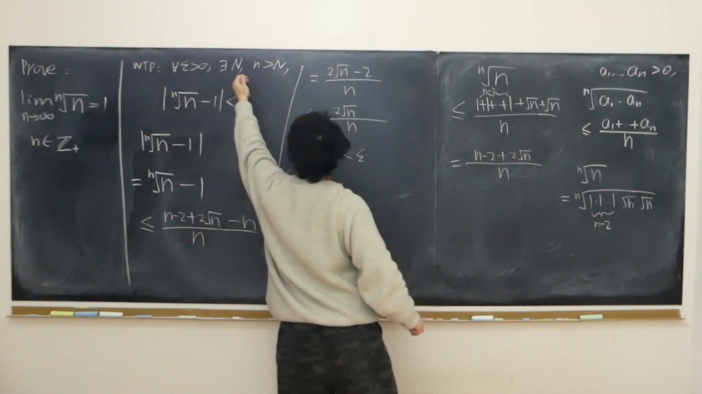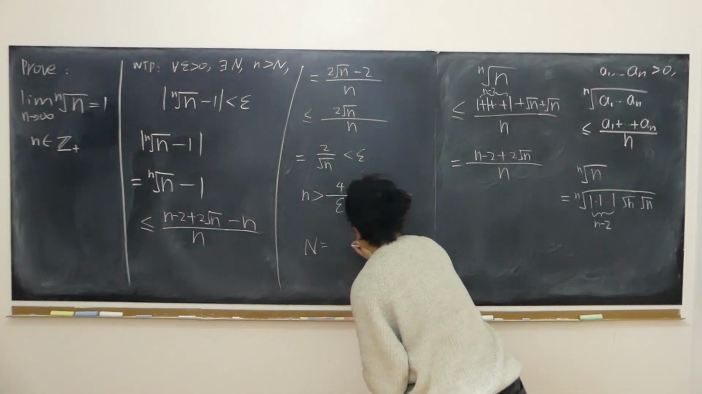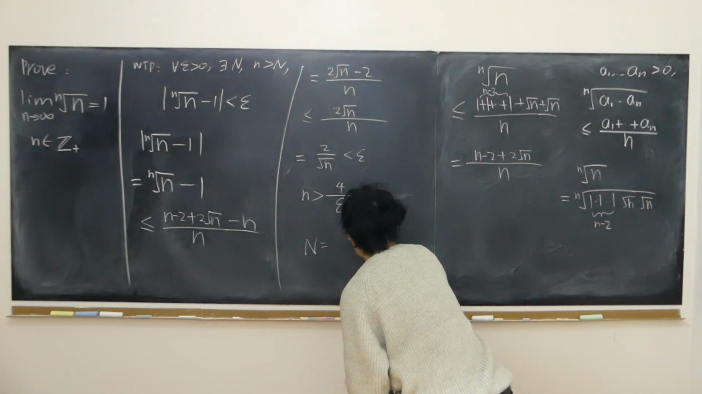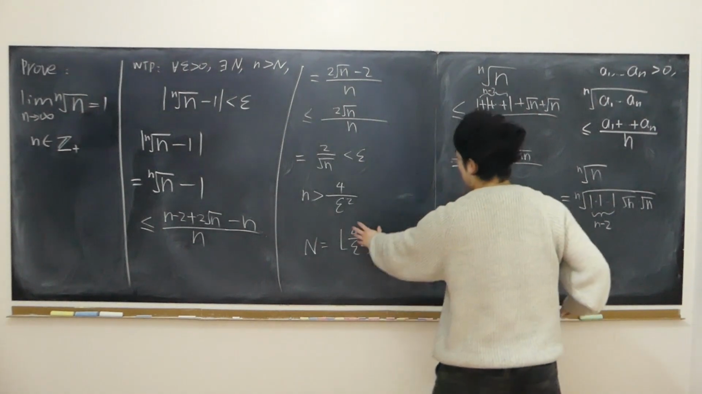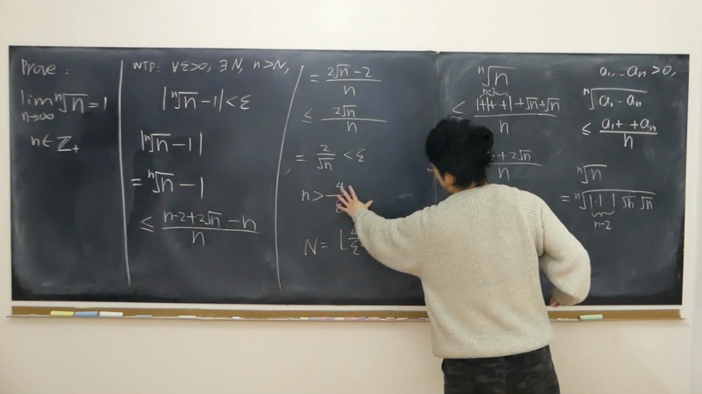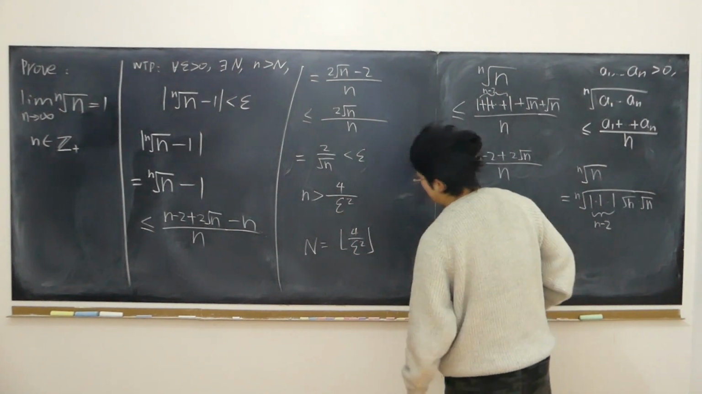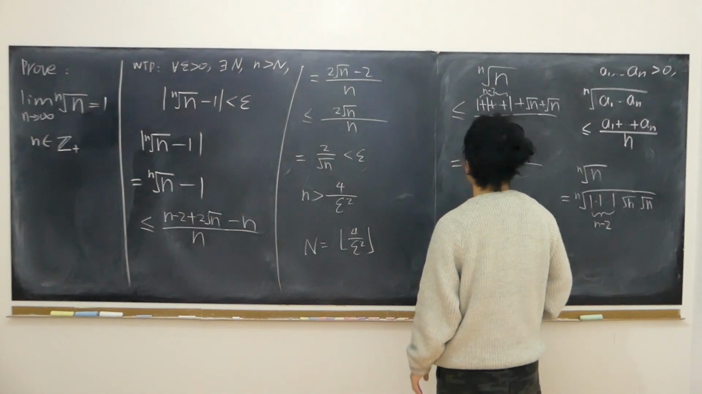So what is my capital N? My capital N is the floor of 4 over epsilon squared, right? I use the floor because this may not be some positive integer, maybe some decimal. So that is my capital N.